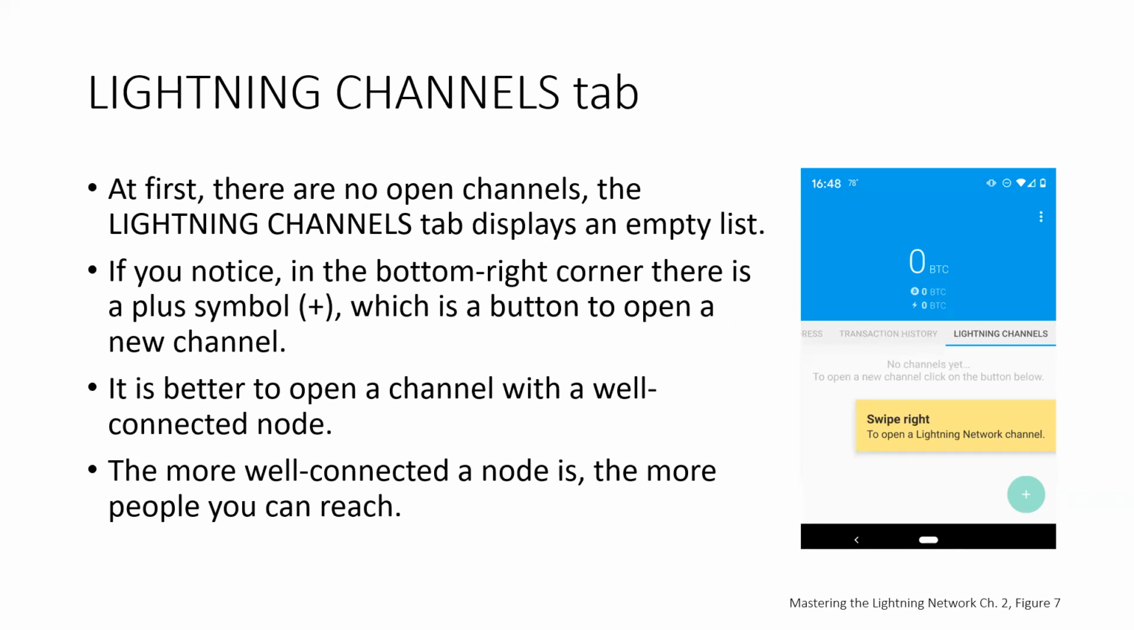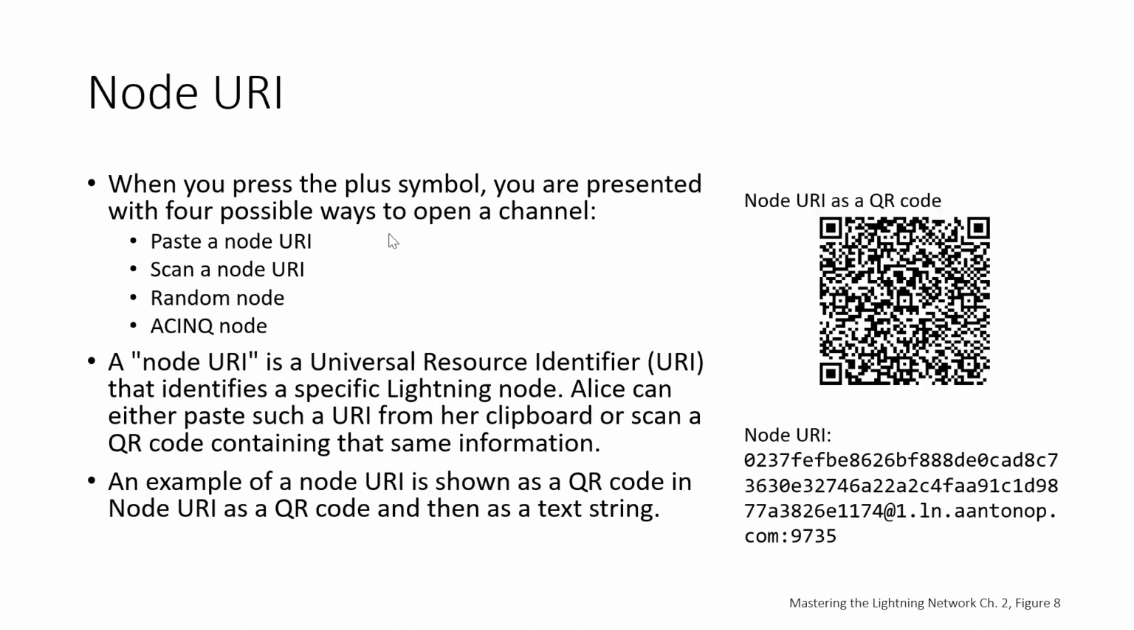So Alice presses her plus symbol and is presented with 4 possible ways to open a channel: paste a node URI, a universal resource identifier, scan a node URI, a random node, or an async node.